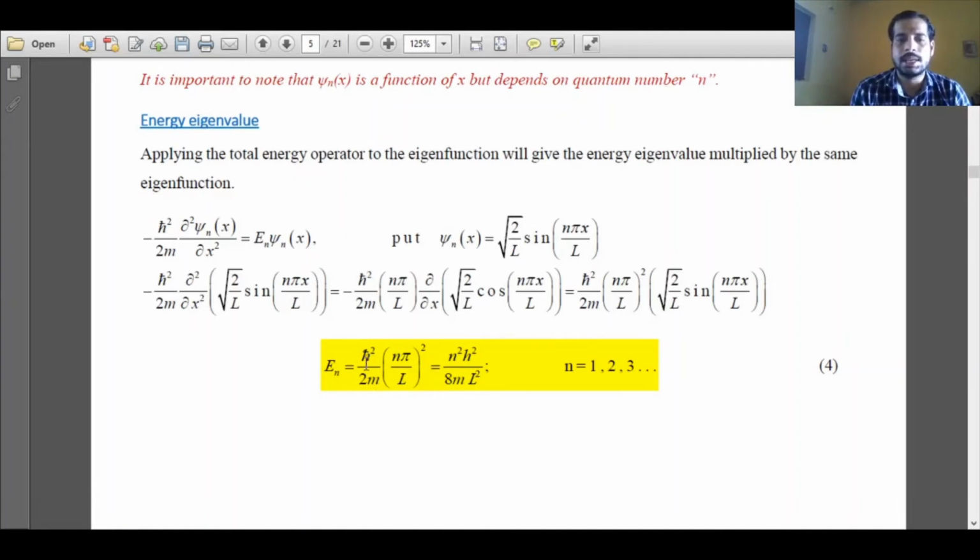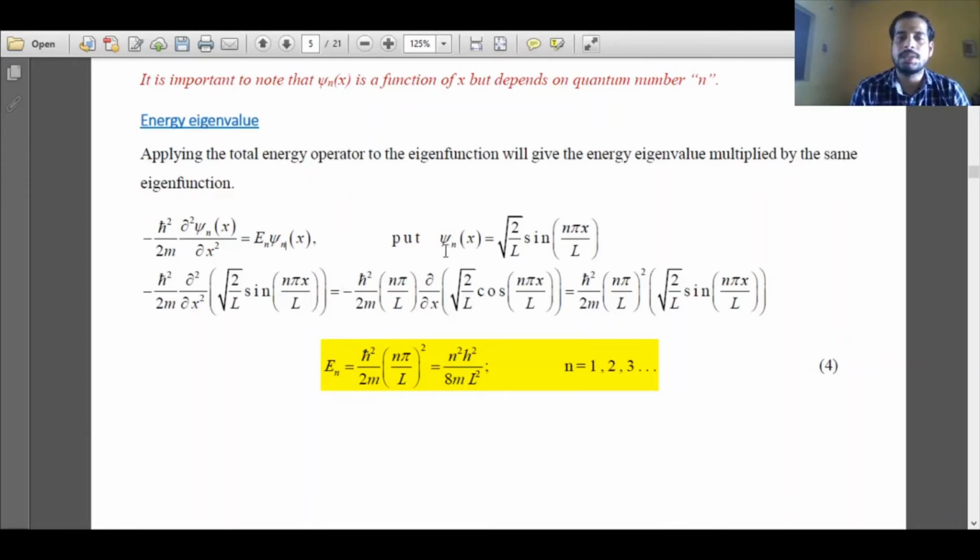If I rearrange, again mark the difference between h and h bar: h bar is equal to h over 2 pi. If I substitute that, I'll get an expression for energy which looks like n square h square over 8 m L square. Now the energy depends upon the integer n, and this integer n is again called the quantum number. As the quantum number increases, the energy of the particle in different states will increase.